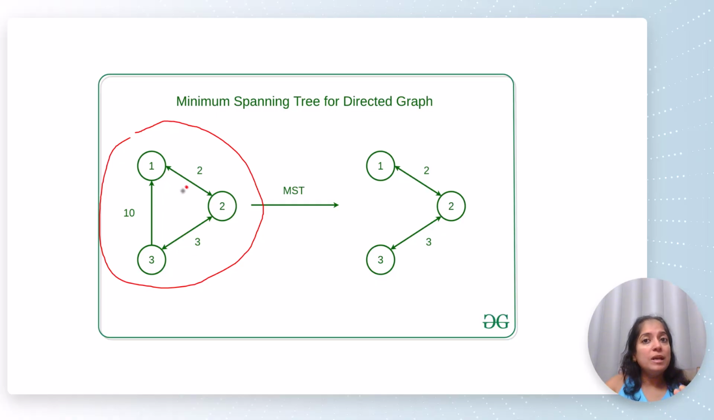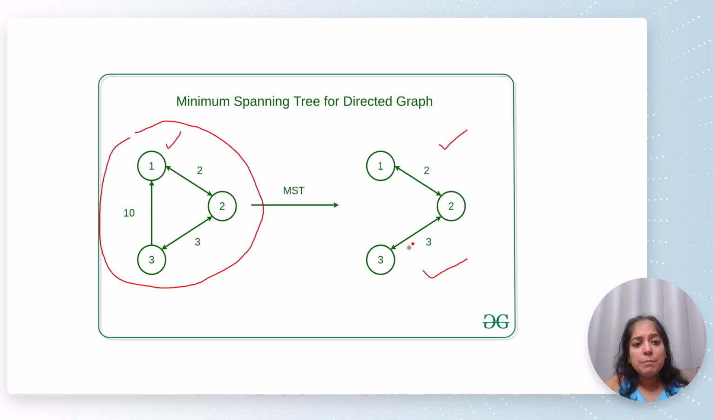Now we want to create a tree from this graph such that the overall cost is minimum and the vertices are connected with each other but do not form any cycle. So the MST for this will be 1 to 2, 2 to 3. So the overall cost is 2 plus 3, 5. And the overall cost in this graph is 10 plus 3 plus 2, which is 15. So this is the minimum spanning tree.